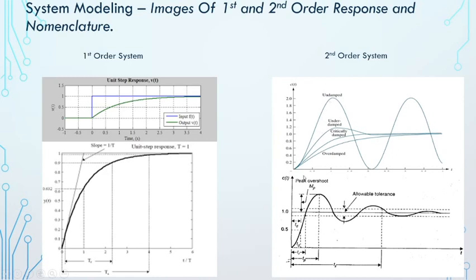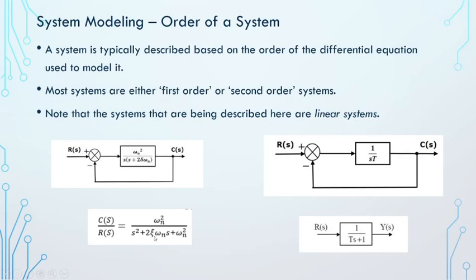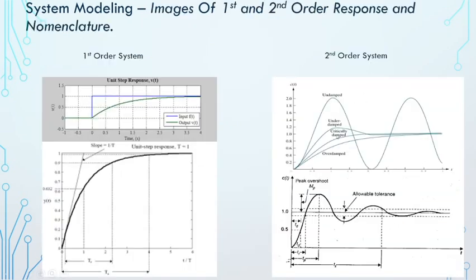We have the undamped system. In that case, your parameter zeta, which is also known as the damping ratio, is equal to zero. For an undamped vibration, or undamped system, the parameter zeta is zero. For an underdamped system, your parameter zeta is less than one, but greater than zero.